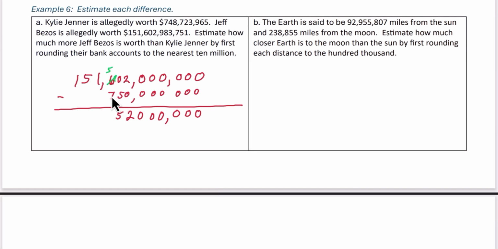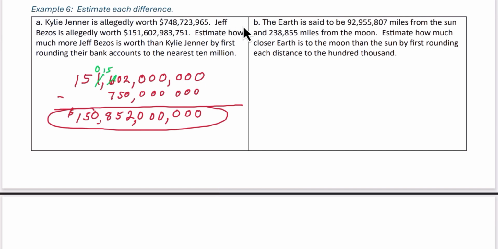5 minus 7, we can't do that, so we need to borrow from the 1. The 1 becomes a 0. We put a 1 beside the 5, making that 15. 15 minus 7 is now 8. And then there's nothing to subtract from 0 or the 5 or the 1, so we'll just bring those down. And so the difference in their net worth is $150,852,000,000, roughly, since we are estimating.